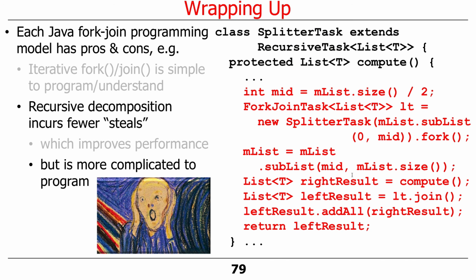However, those implementations are more complicated to program, right? So we had to do all this kind of stuff with keeping track of midpoints and splitting and forking and joining and all this kind of stuff. So the recursive decomposition was more complicated, but it was faster.